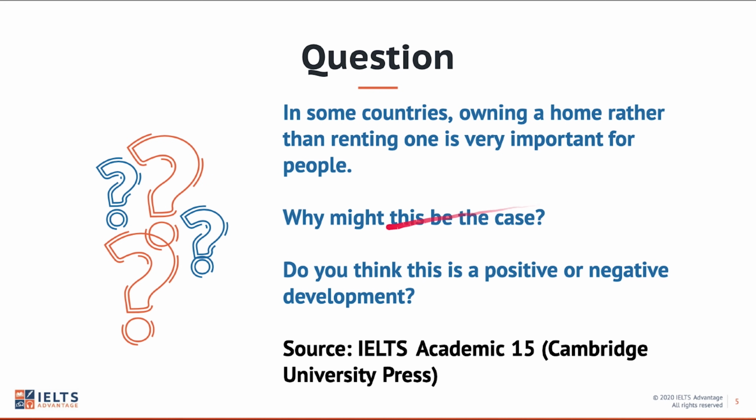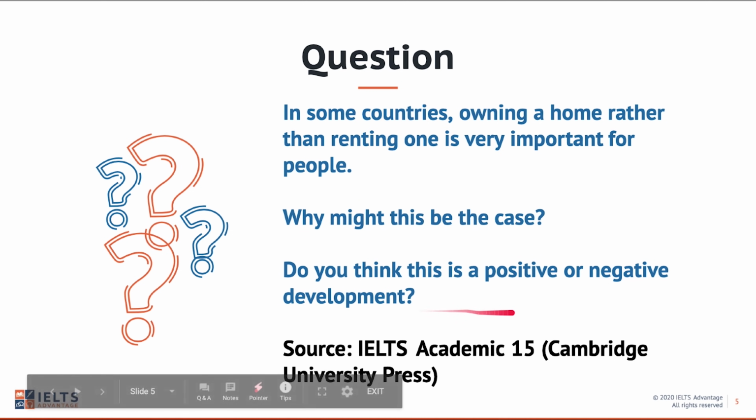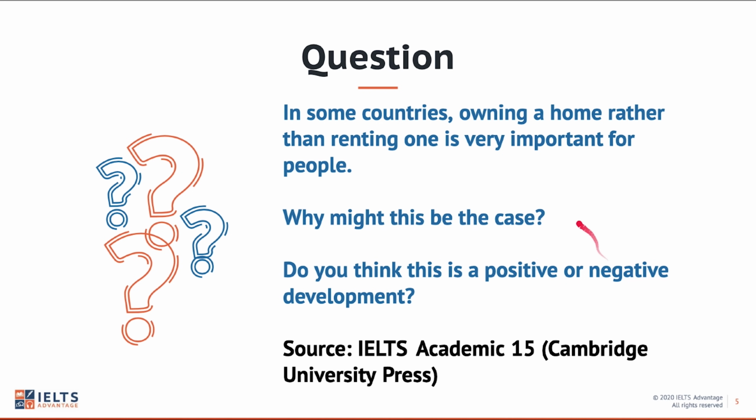The next thing we need to do is follow the final step, which is, what do they want me to do? Well, they want you to do two things. They want you to say why this might be the case, and then they want you to state whether you think this is a positive development or a negative development. If you do those two things within the context of the specific question, you will have a very good chance of answering the question effectively. But if you don't, you will not have a very good chance.